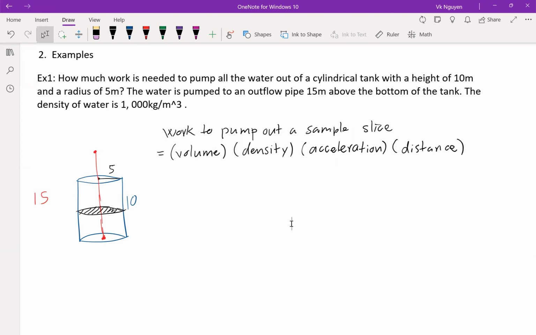Work is volume times density times acceleration times distance. The volume of the sample slice is pi r squared, and then multiply by the thickness dy. If we set this to be the y-axis, so this number down here is going to be 0, up here is 15.